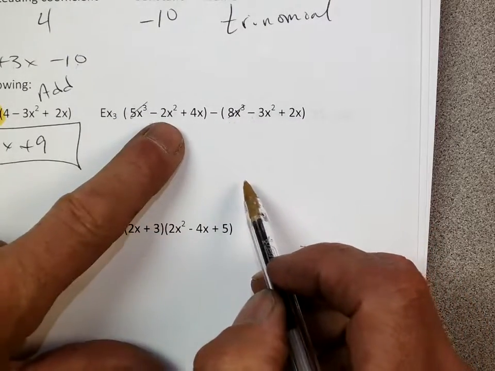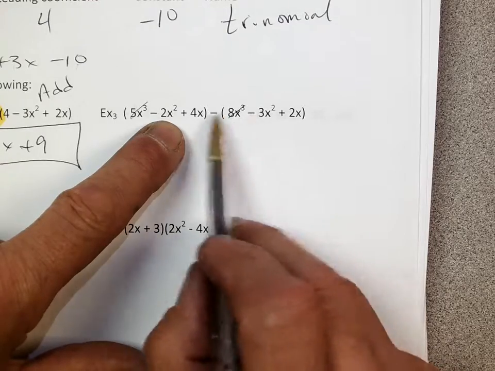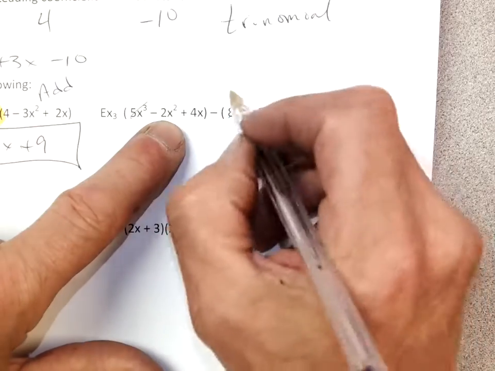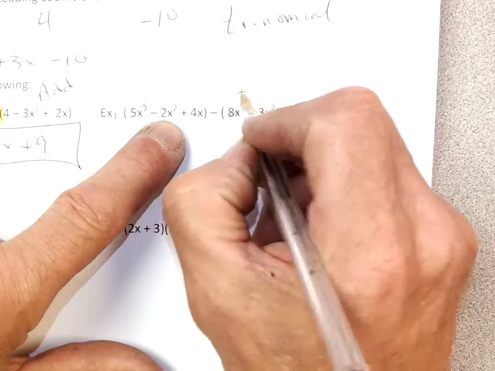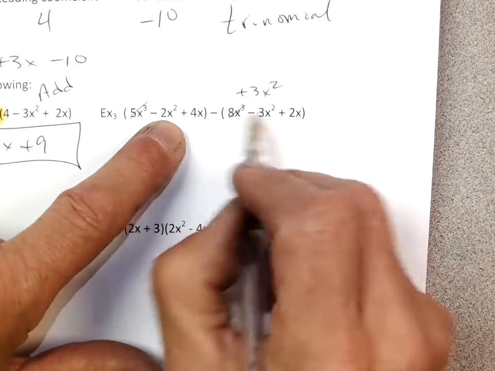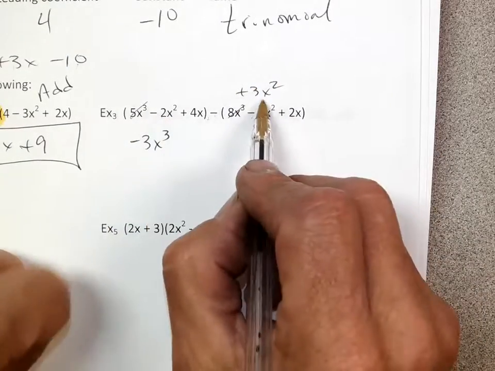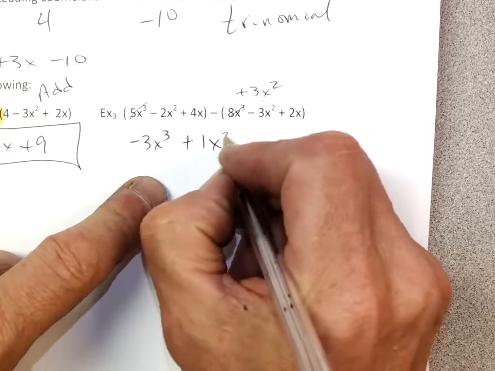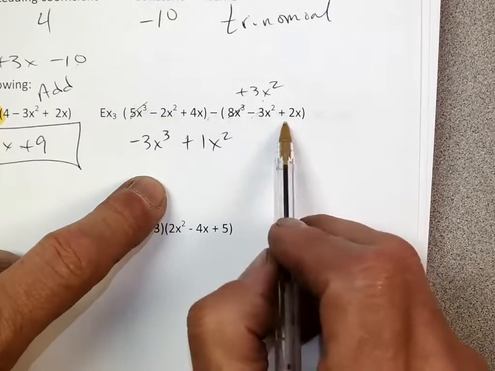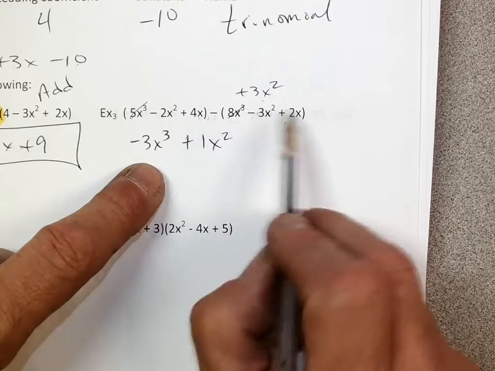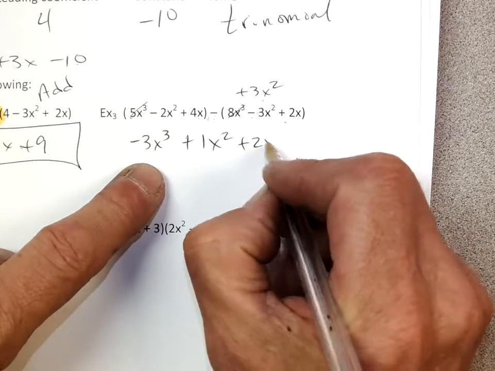I have a negative 2x squared minus a minus. Now this double negative is really like a minus a minus, so it's really like a positive 3x squared because of the double negative, right? So negative 2 and a positive 3 makes a positive 1x squared. Be careful of the double negative, okay? Then a 4x subtract 2x is just going to be a 2x.